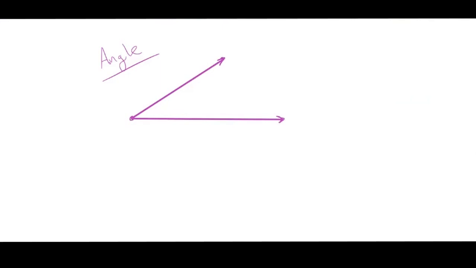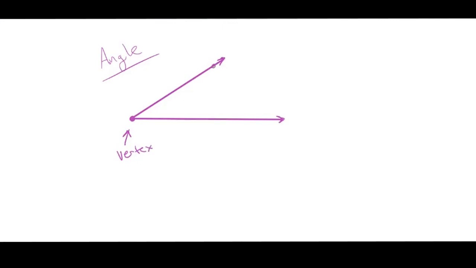Hey guys, today we are talking about angles. An angle is made up of two rays with a common endpoint, and that endpoint is called a vertex.